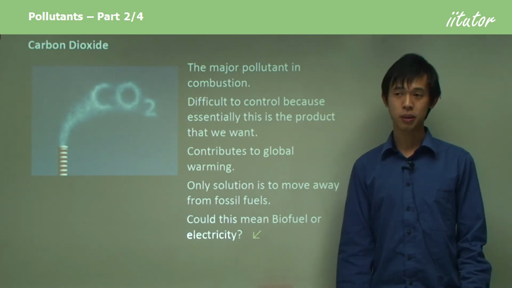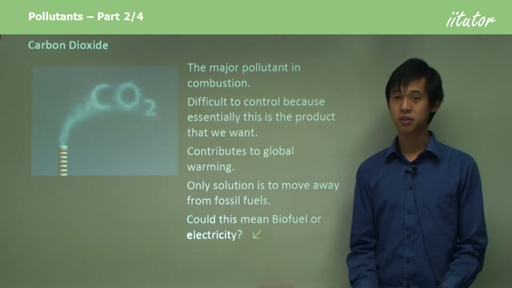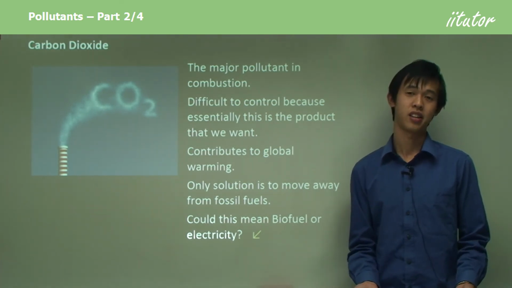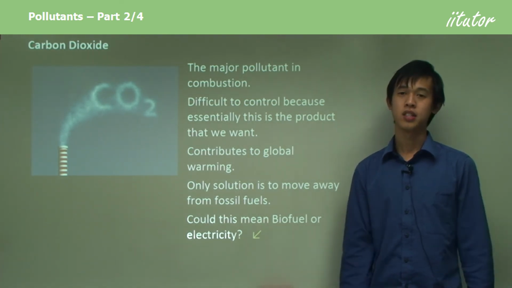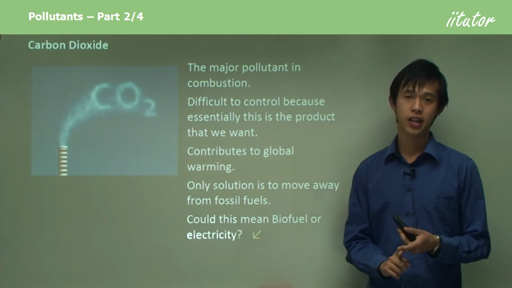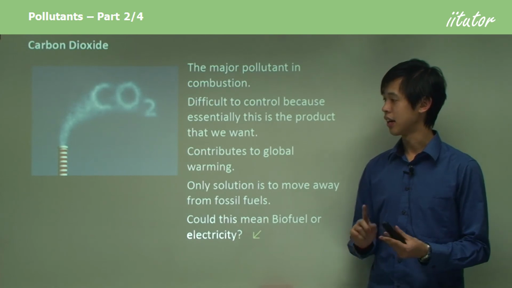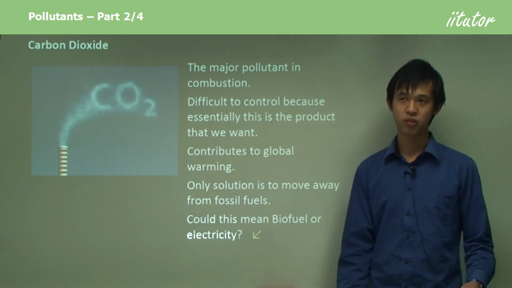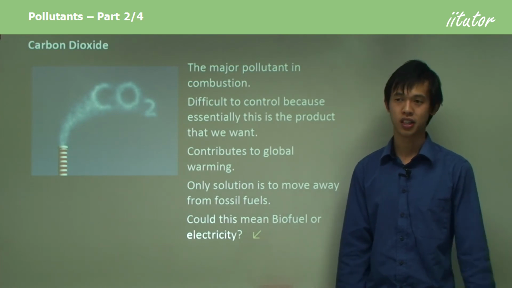So that wraps up today's lesson on the pollutants of combustion. What comes out of combustion that we don't like, and how do we deal with it? We talked about all of them: incomplete combustion products, NOx, SOx, and carbon dioxide. And so hopefully you've learned about what really is going on when we burn fuels in our everyday life.